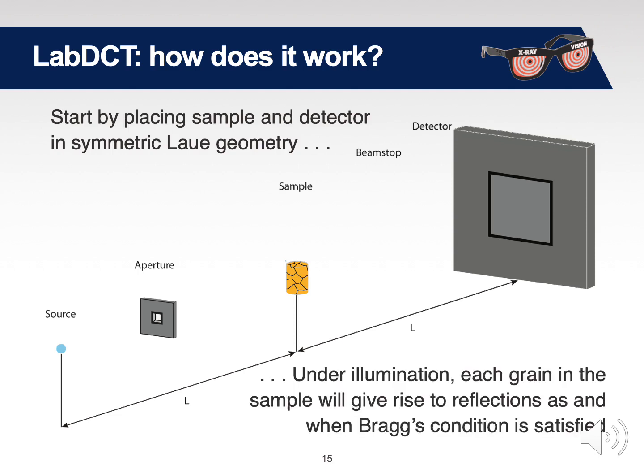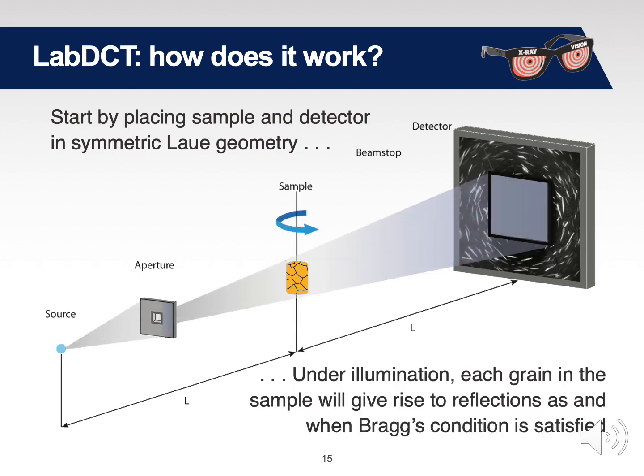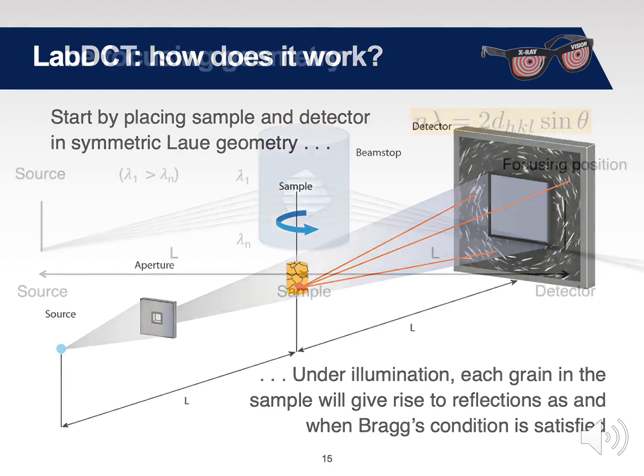And so under illumination and during sample rotation, the polycrystallinity of the sample will give rise to these diffraction spots, and actually they're more like streaks, as and when these grains, one of which is highlighted in red, satisfy the Bragg condition. And so by tracking the motion of these spots as a function of sample rotation, we can reconstruct the grain structure in 3 dimensions. So let's take a look at this geometry in greater detail.